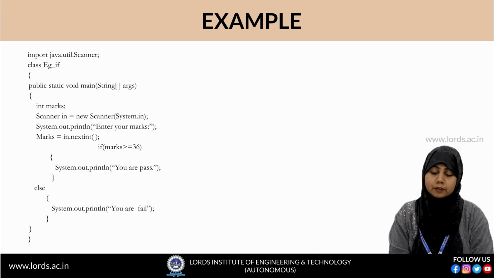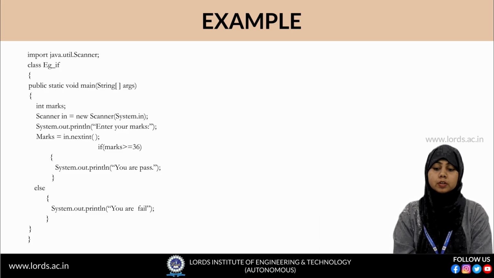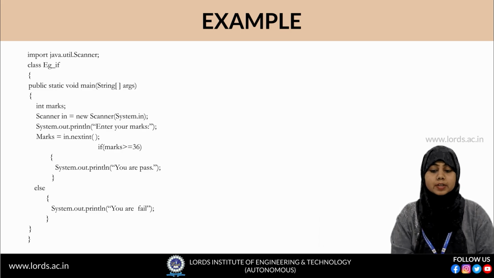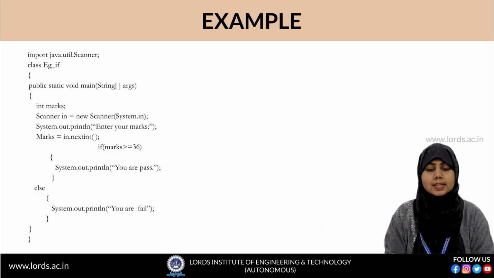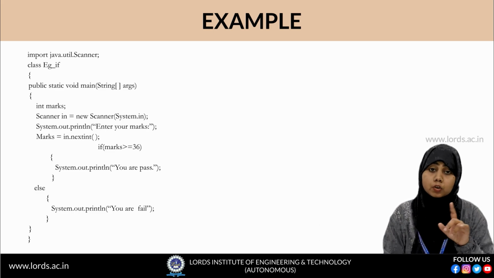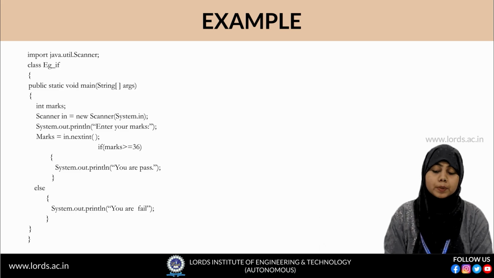Now the if statement starts from here. In this one we are writing if marks, means whatever value has been given by the user, then it will compare whether it is greater than or equal to 36. If it is greater than or equal to 36, then the statement inside the if block would be executed: you pass. But suppose the user gives the value as 10 or less than 36, then what will happen? The control flow will move to the else part and it will be executed as you are fail. Okay, that would be the output.